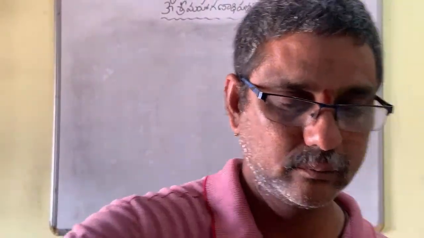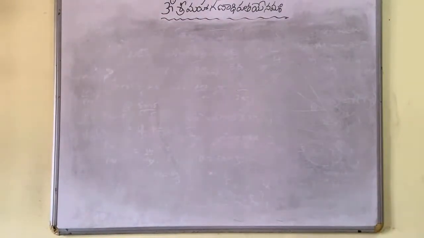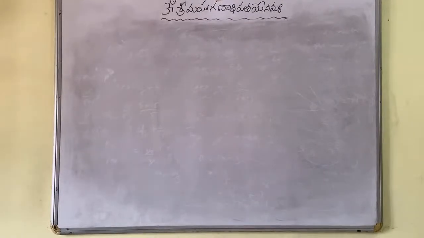Question number 21. Prove that (2 plus root 3) by 5 is an irrational number, given that root 3 is irrational. I told you in the class, children. It is given root 3 is irrational. We have to prove (2 plus root 3) by 5 is irrational.